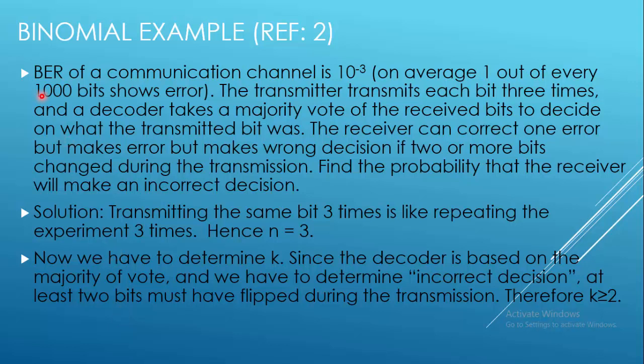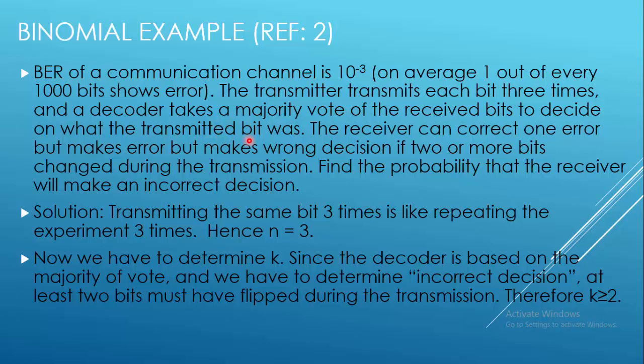So first of all, we look at an example to understand this binomial probability. The BER, bit error rate of a communication channel, is 10 to the power minus 3. The transmitter transmits each bit 3 times, and a decoder takes a majority vote of the received bits to decide on what the transmitted bit was.